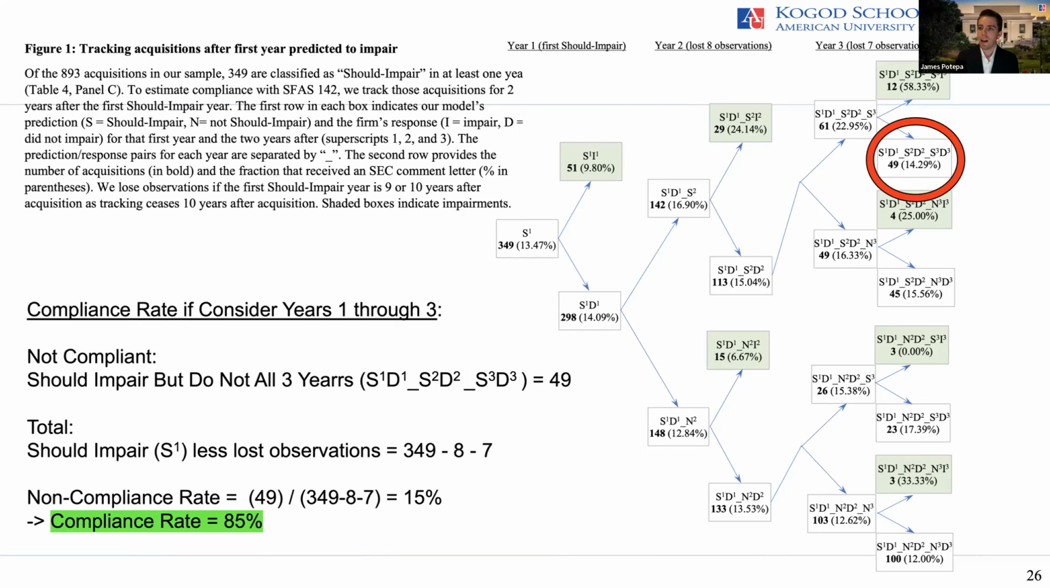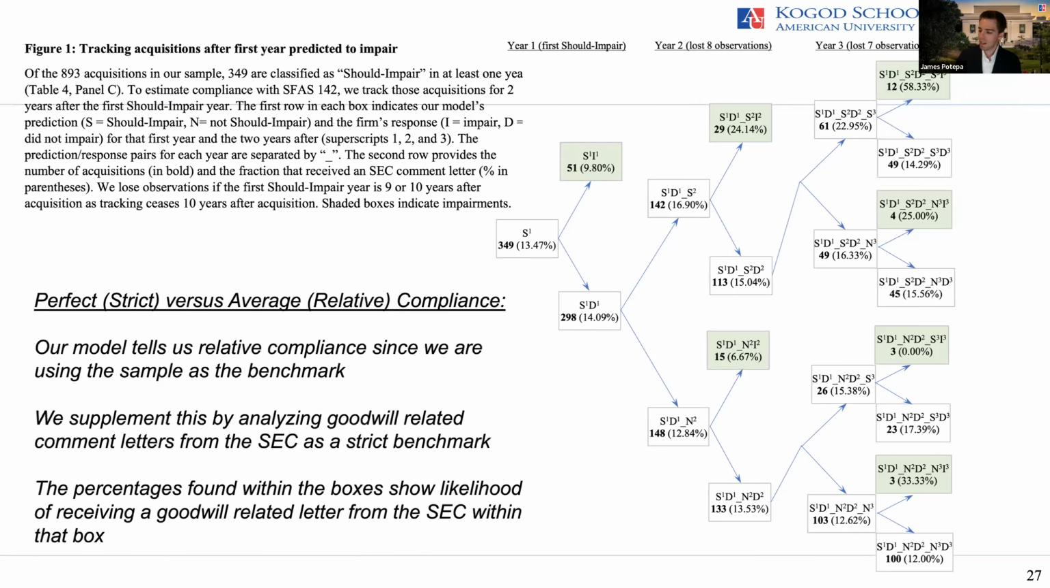So there's only 49 firms out of the 350 or so that are going to be constantly in the should impair category and choose not to impair each of those 3 years. So we view those as problematic, but they make up only 15% of the group, which implies a relatively high compliance rate of 85%. I know I don't have much time left, so I just want to highlight the role of the SEC comment letters.